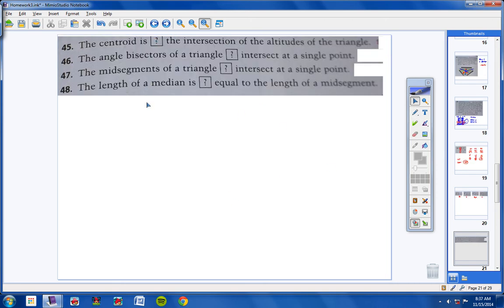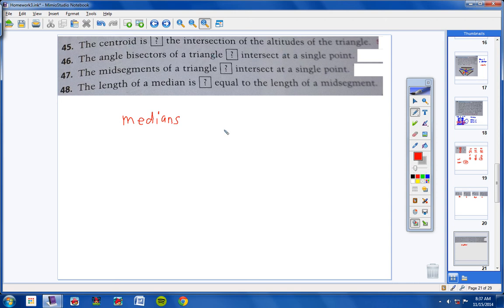The centroid is the intersection of the altitudes of the triangles. Well, guys, sometimes it is. Now listen to me, okay? Because we know the centroid is the intersection point of the medians. Now listen, the centroid is the intersection of the medians. So you're probably saying, Mr. Earhart, how can the centroid ever be the intersection of the altitudes?